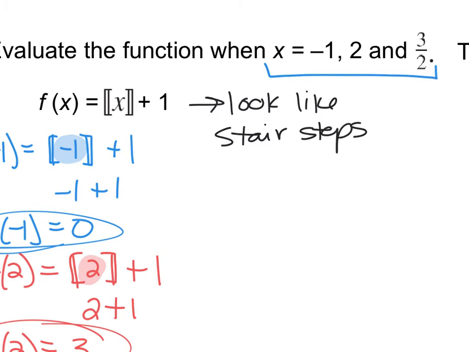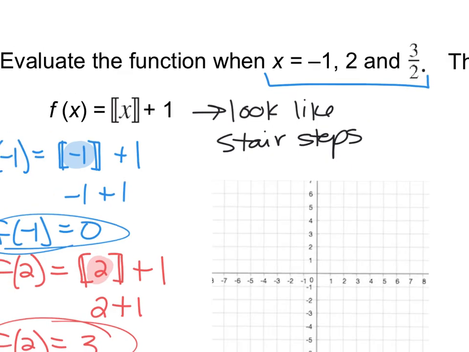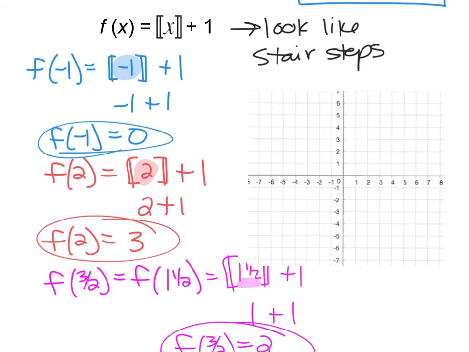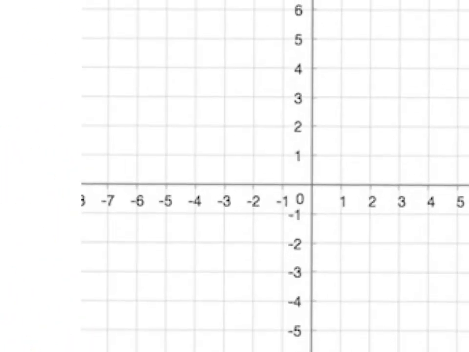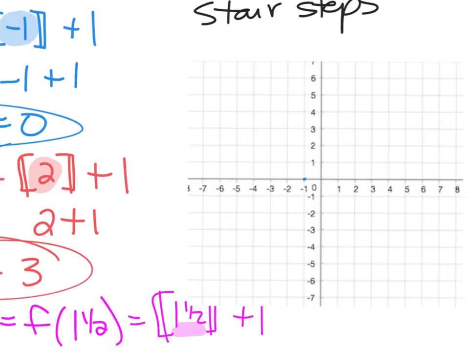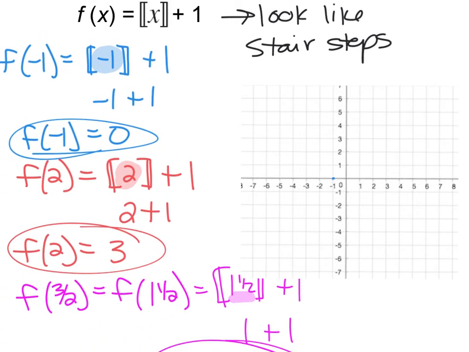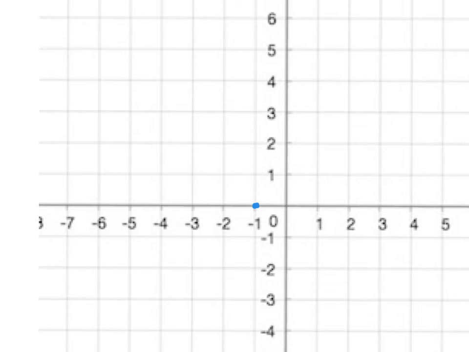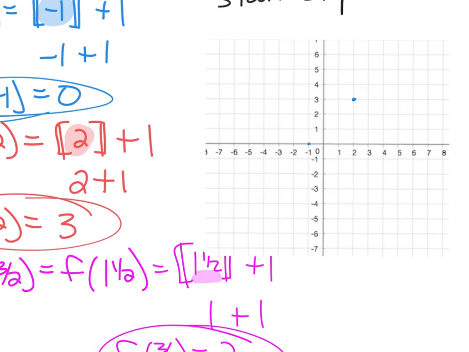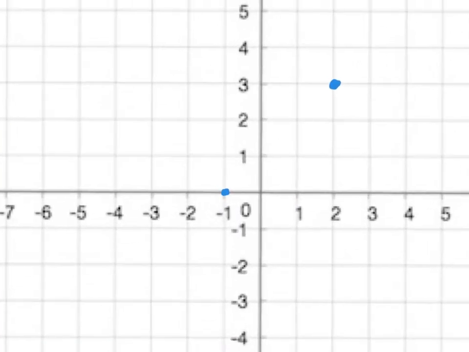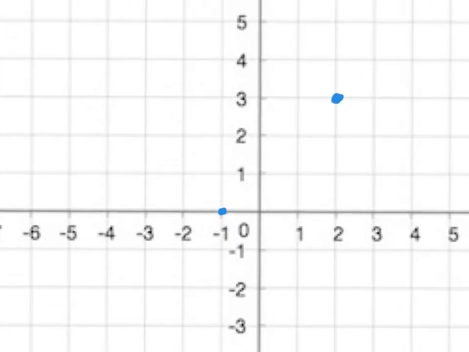Okay. So I'm going to bring in a graph. All right, so here's my graph, and then I can go ahead and plot the points that I have. So f of -1 is 0. So at -1, I know the y value is 0. I'm just going to put a little point there. And then f of 2 is 3. So at 2, it's 3. And then f of 1.5 is 2. So at 1.5, I'm going to be at 2.